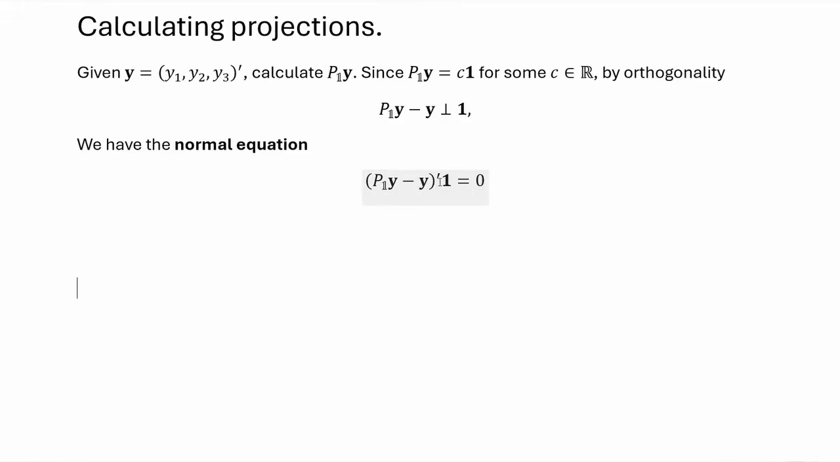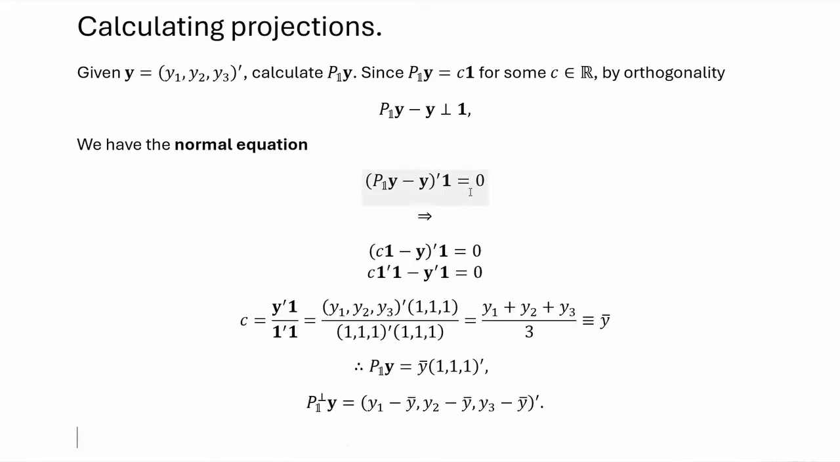Here I use the transpose and the matrix multiplication to stand for the dot product. It's the same thing. And this equation can then be expanded to (c1 minus y)' 1 equals 0. Expanding, we get c 1'1 minus y'1 equals 0. And therefore c is just y'1 over 1'1. And this simplifies to (y1 plus y2 plus y3) over 3, which is exactly the average of y.